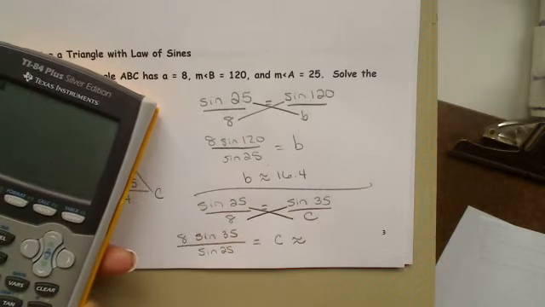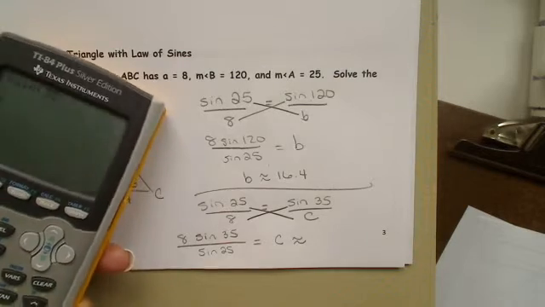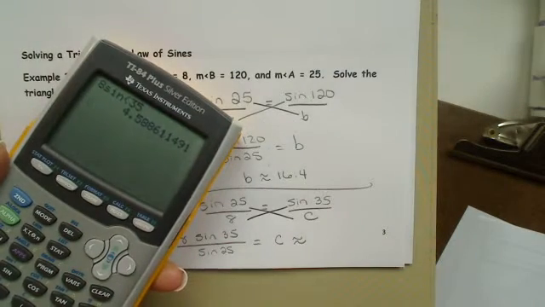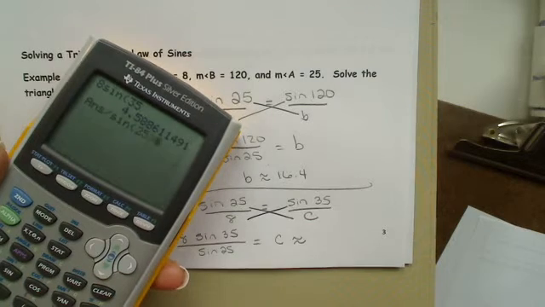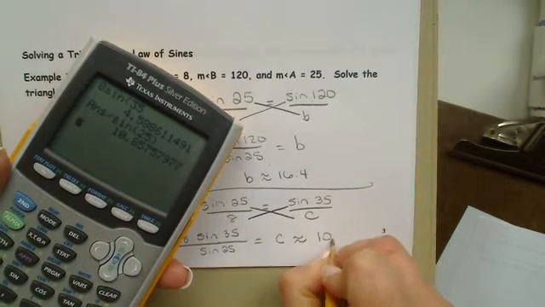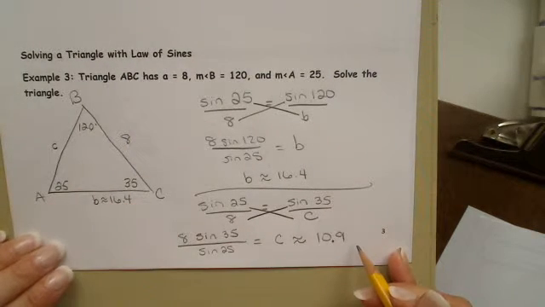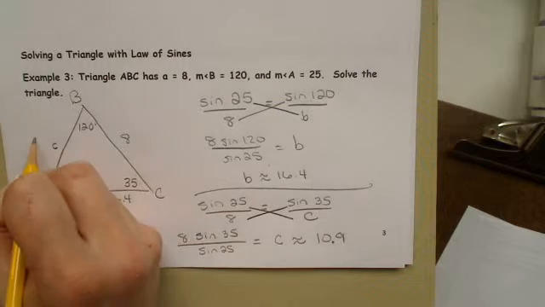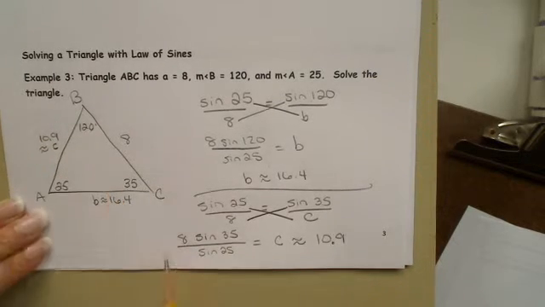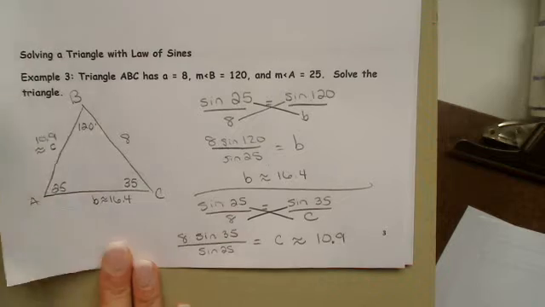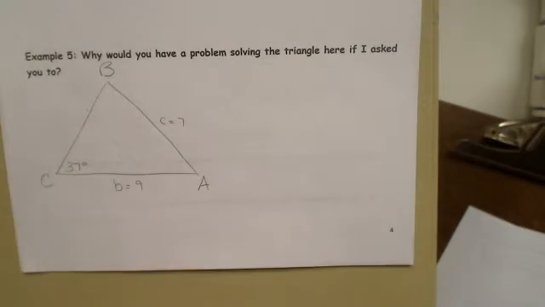Oh, I didn't divide it. 8 sine of 35 is approximately 4.58. I'm going to divide that by sine of 25 and get about 10.9. All right, so if I do that, I get my value for c. c is about 10.9. The triangle is solved, so we know all three sides, all three angles, we're done. In the next example, you're going to try solving a triangle yourself. Find all the sides and all the angles, pause the video, and then come back to check your answer.